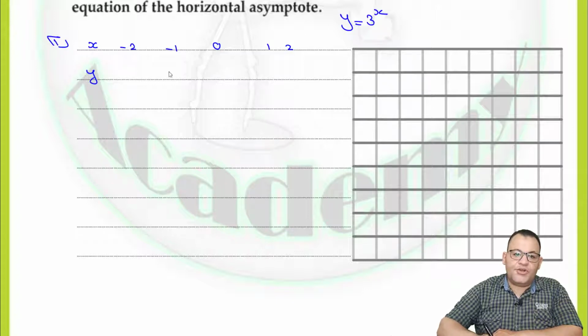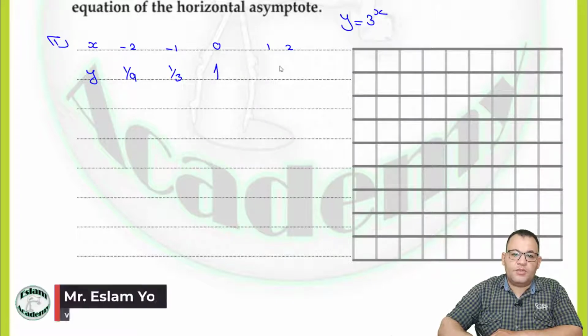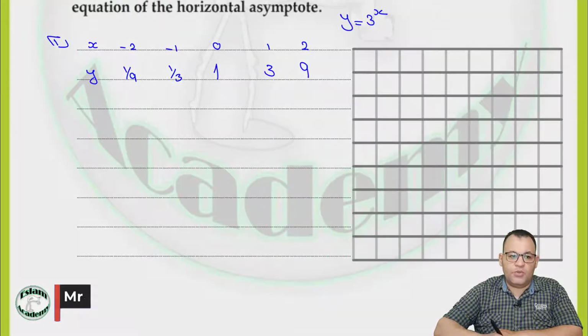So 3 to the power -2 equals 1 over 9. 3 to the power -1 equals 1 over 3. 3 to the power 0 equals 1. 3 to the power 1 equals 3. 3 to the power 2 equals 9. And those are the points that we use.